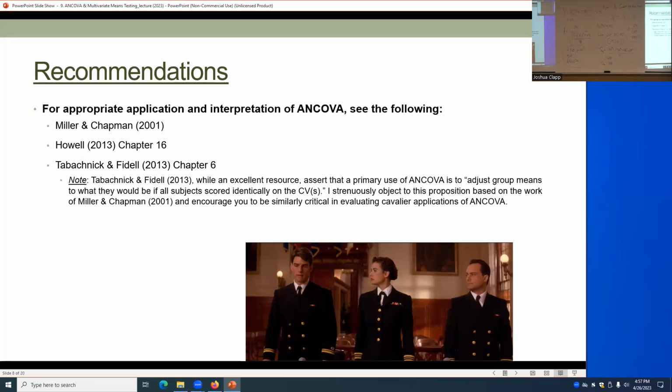the primary use of ANCOVA is to adjust group means to what they would be as if all subjects scored identically on the covariates. Based on Miller and Chapman, I would be very concerned about that, right? Because how would these groups differ if they were all the same on this thing? But they're not all the same on this thing. Then we get into a weird question about whether it means anything. SPSS will give me an answer; I just don't know if it means anything useful.